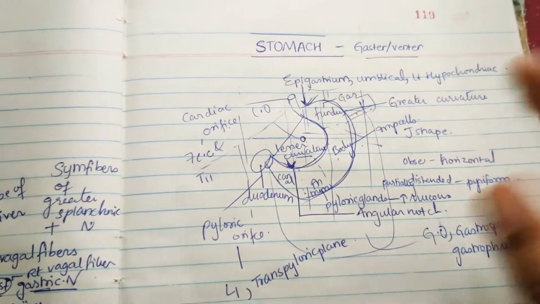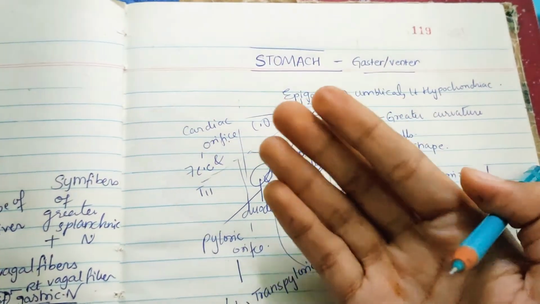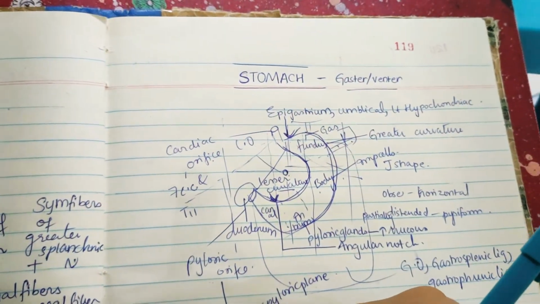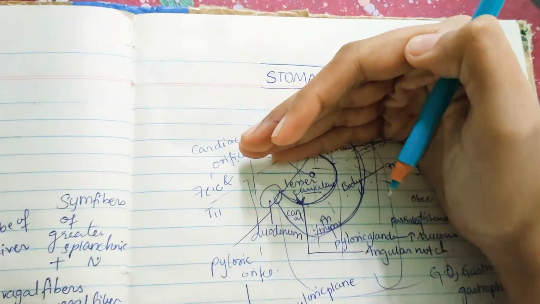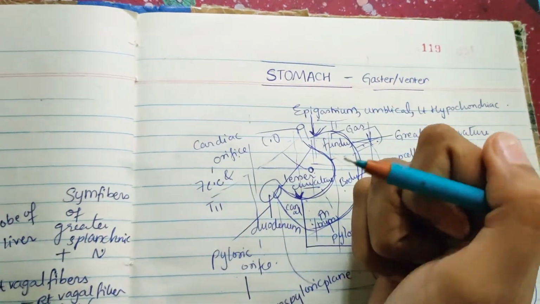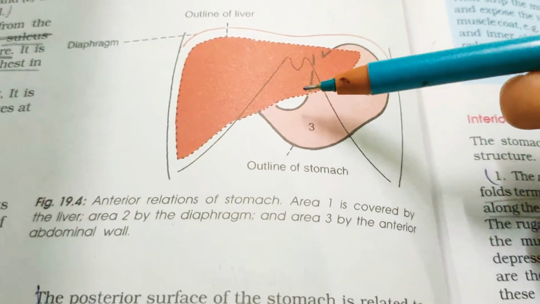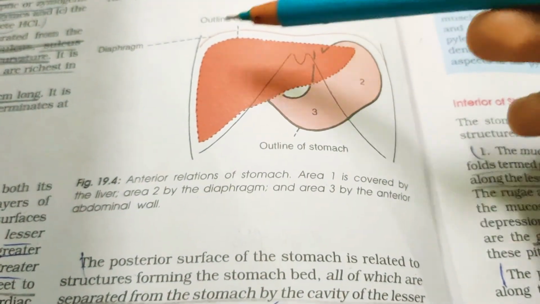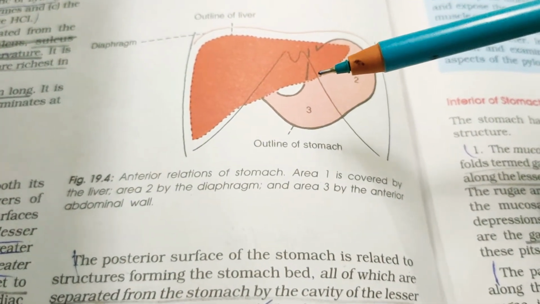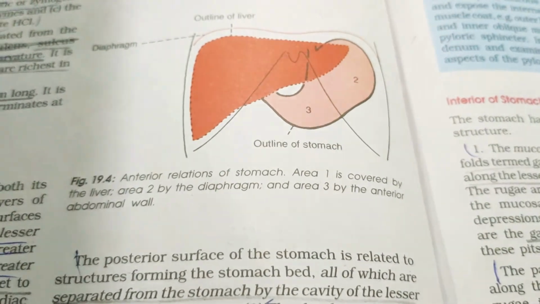Next, coming to the visceral relations of the stomach. Anterior to the stomach, what structures will you get? You will get the liver. Anterior means above the stomach. Let me show the diagram. Here you can see anterior to the stomach you have the liver, the diaphragm, and the anterior abdominal wall. So these are related anterior to the stomach.